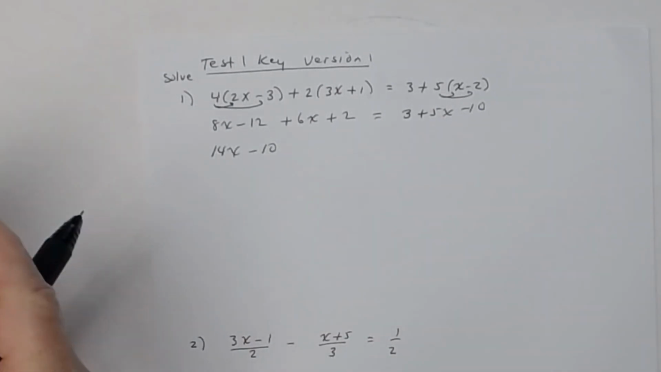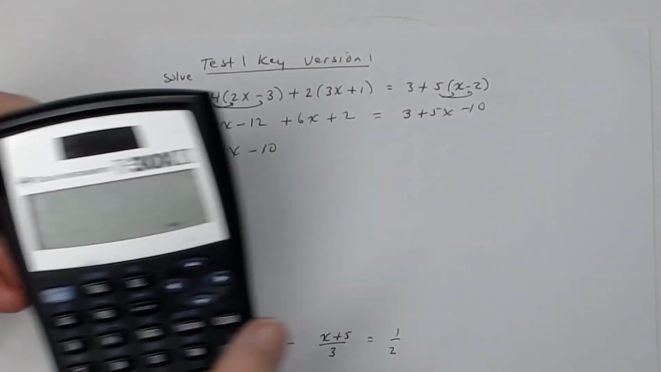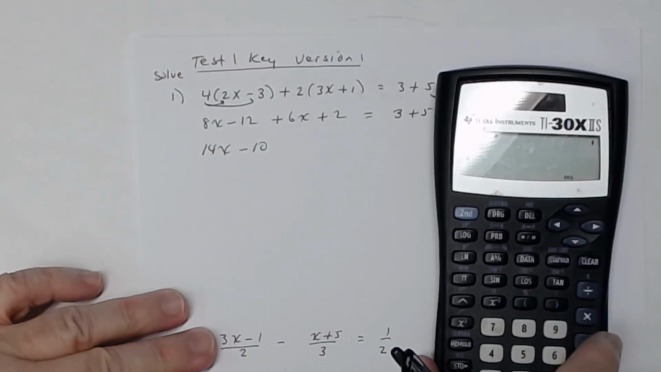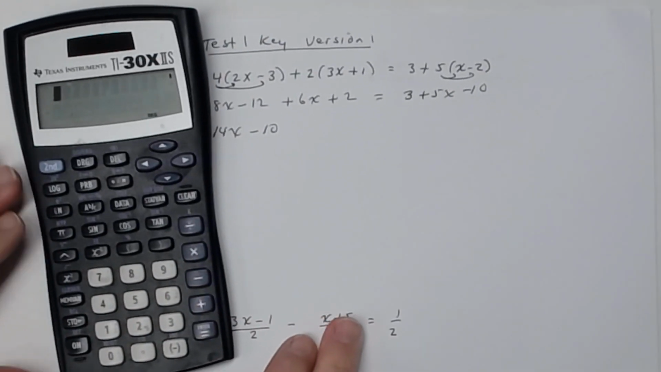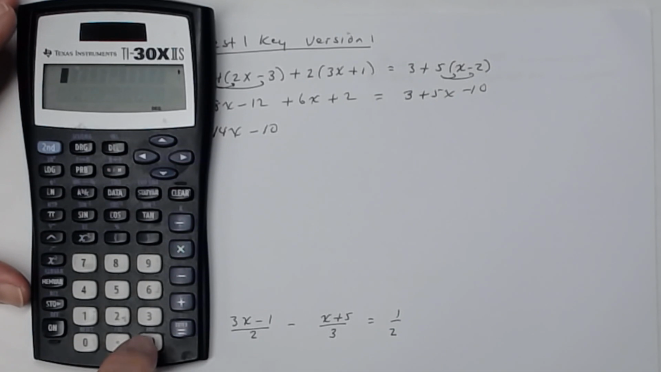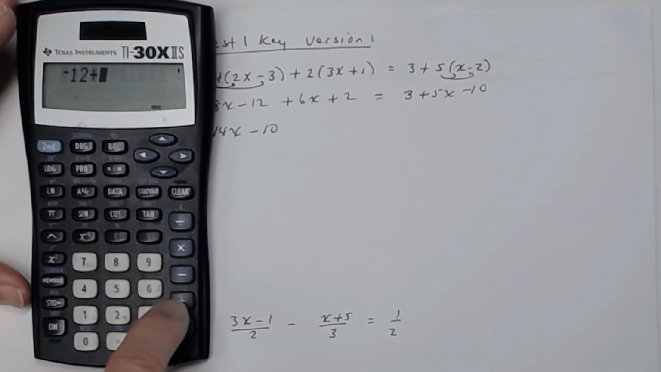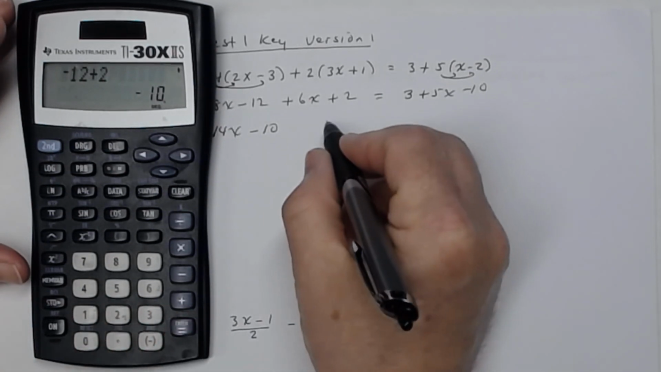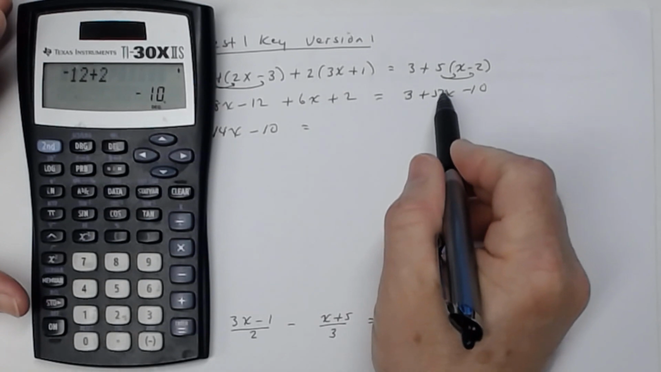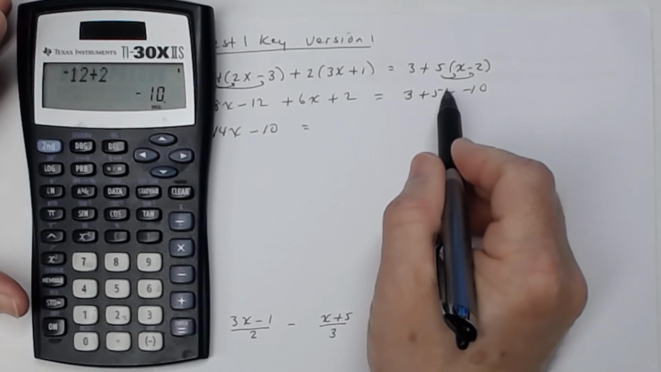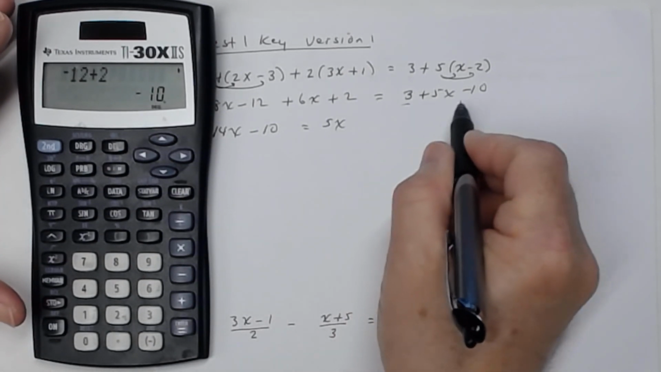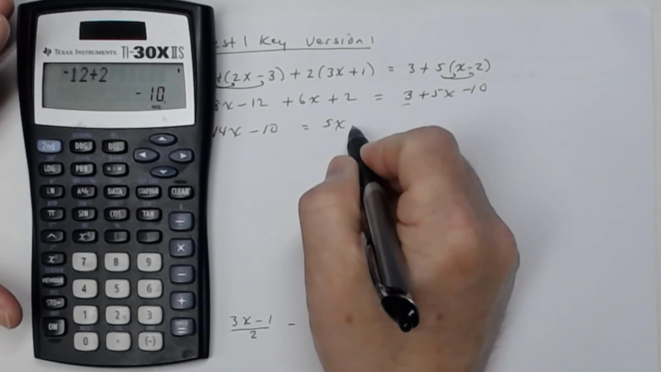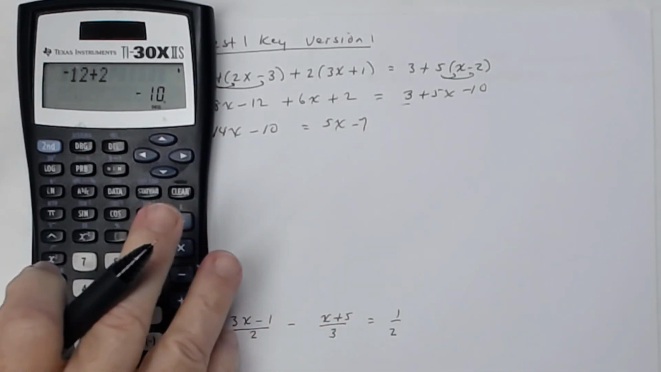Now remember, you had access to a scientific calculator, so you could have used your calculator with this. So let me do it right here. All right, so remember your negative button's right here. So negative 12 plus positive 2 is a negative 10. Okay, equal. And on this side, the 5x is the only term involving the variable, so I'm going to rewrite it first. And then the constants, 3 and a negative 10 is a negative 7. Again, use your calculator if you need to.